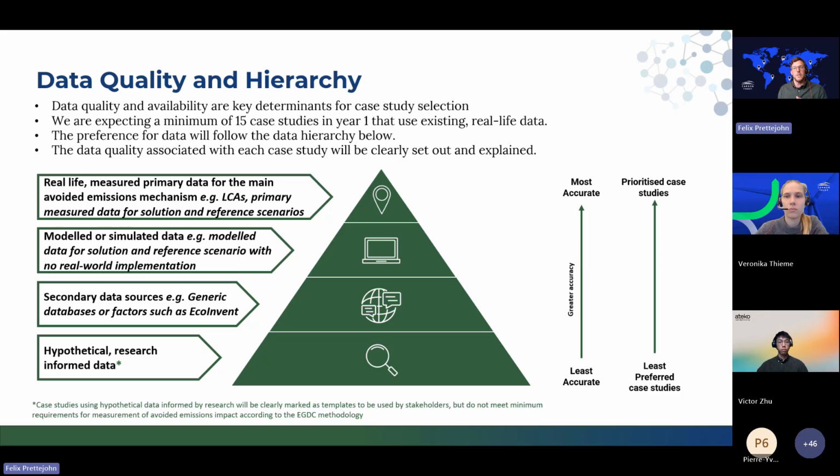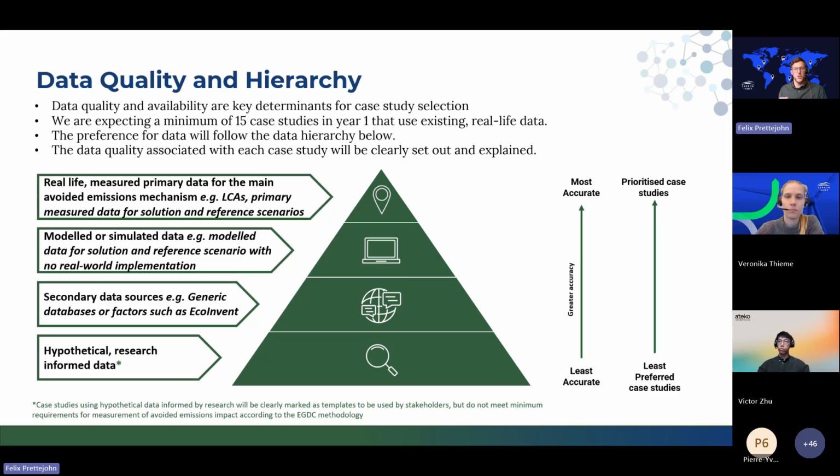The next one down, when that's not available from an implemented solution, is modeled or simulated data. So this could be computer simulations, or it could be based on some lab test data, but it is not directly from a real world implementation.